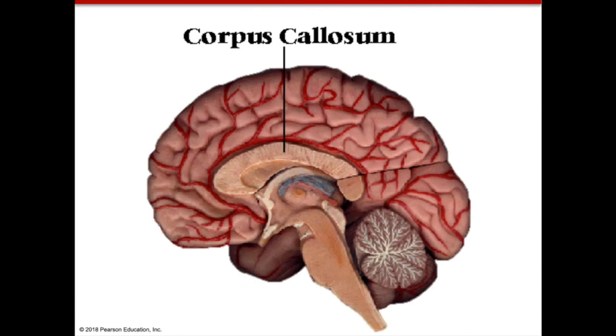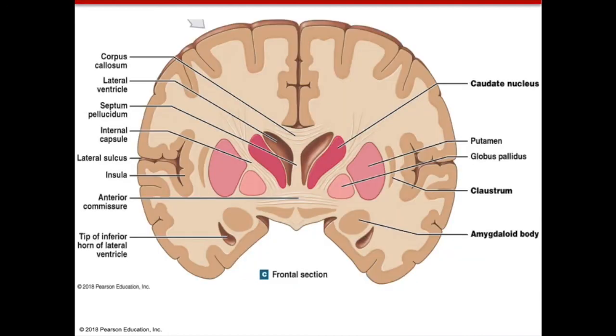And this is an image of the corpus callosum in mid-sagittal view, an image of one of the models. In a frontal section, you can also appreciate the corpus callosum connecting left with right, and you can also see the internal capsule, projection fibers, and you can also see the anterior commissure.